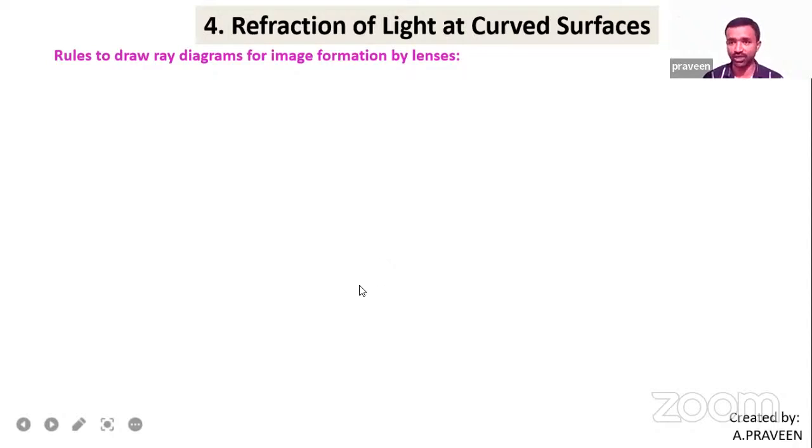So image formation by two rays, as we learned in the first chapter, reflection of light. In the reflection, we consider two light rays. So in this also, we will consider two light rays that we learned from the situations, situation 1, 2, 3, 4. For that, I am considering a double convex lens here.